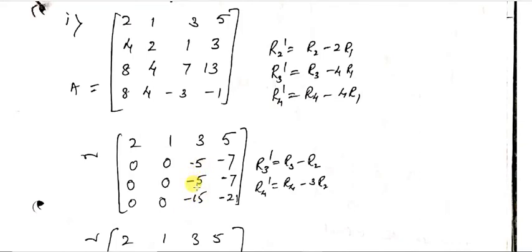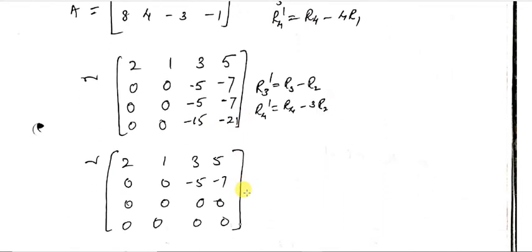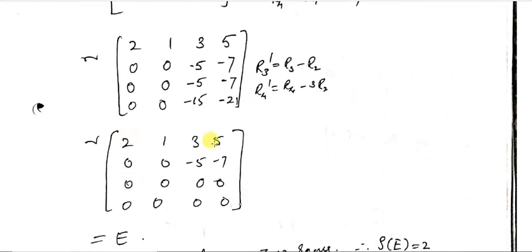So we can easily make the third and the fourth rows completely zeros with the help of row transformations: R3 equals R3 minus R2, just taking the difference, then R4 equals R4 minus 3 times R2. So we obtain the equivalent matrix as 2, 1, 3, 5; 0, 0, minus 5, minus 7, and the last two rows are zeros. According to the definition, this is in echelon form, wherein the first few rows are non-zero, the elements below the leading entries are zeros, and the other two rows are zeros.